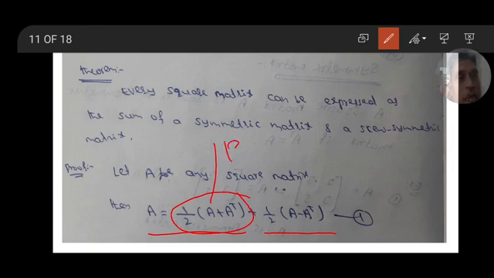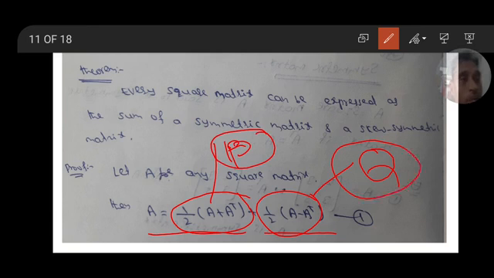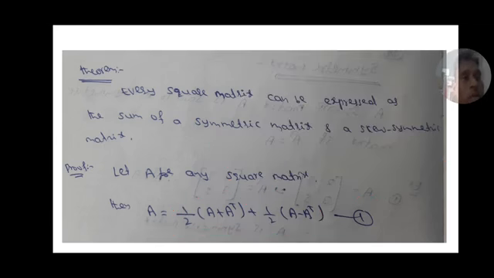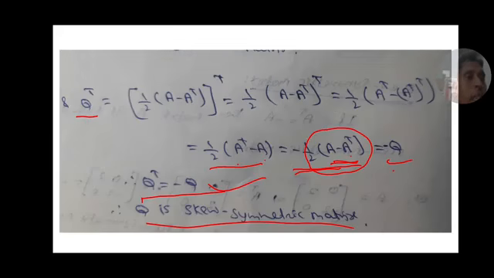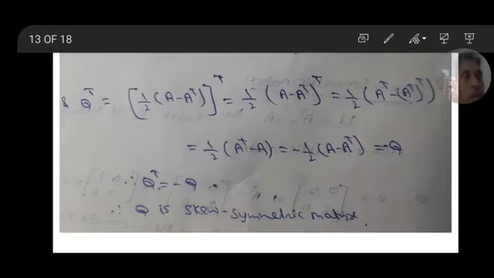First quantity I am taking as matrix P, and second quantity I am taking as Q, and I proved P is symmetric and Q is skew symmetric. Means A can be expressed as P plus Q, where P is symmetric and Q is skew symmetric. Means every square matrix is expressed as a sum of symmetric and skew symmetric matrices. This is a formula, theorem proof. Any square matrix can be expressed as a sum of symmetric and skew symmetric matrices. Next, we will do the problems.